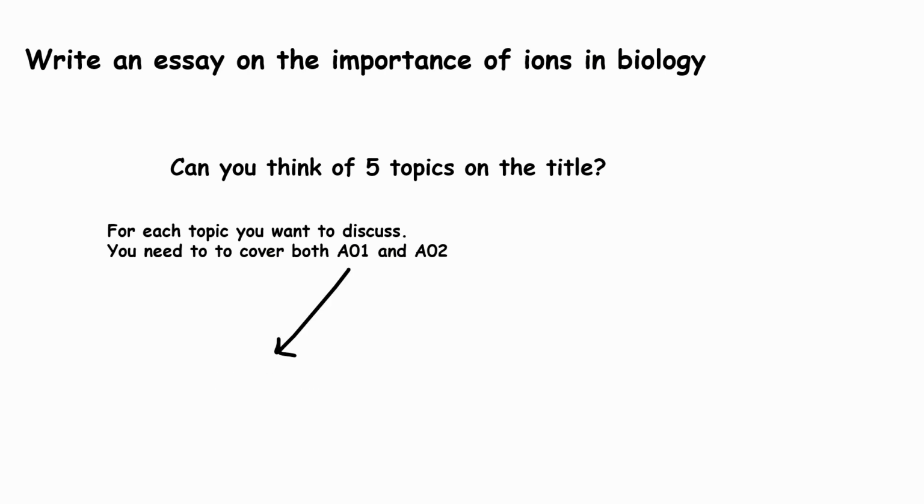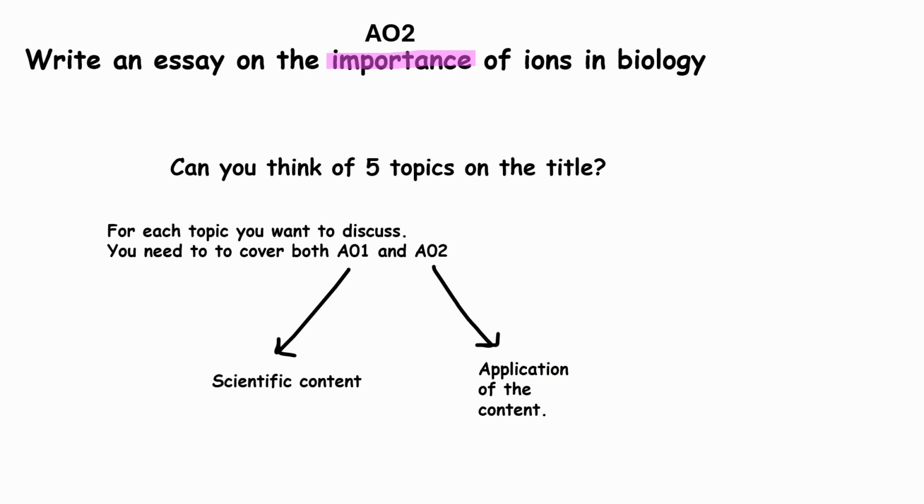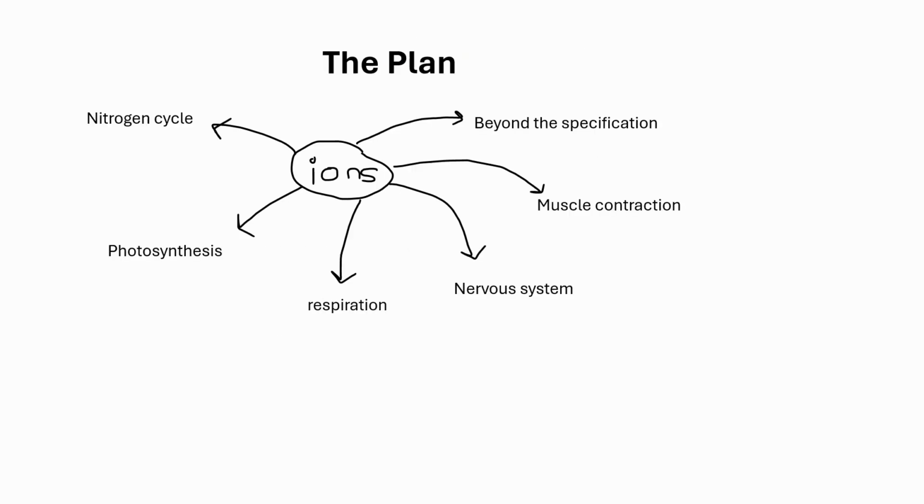You need to be able to cover AO1, which is scientific knowledge, and be able to understand how to do the AO2, which is explain the importance or the application of the content. Now, as long as you can do the scientific content, the application of the content should be fairly easy. You just need to say why it's important, what you're talking about, and how it applies.